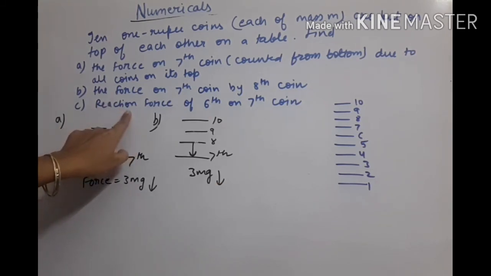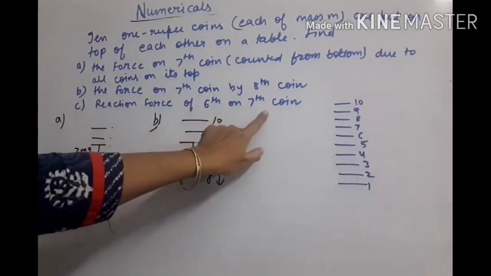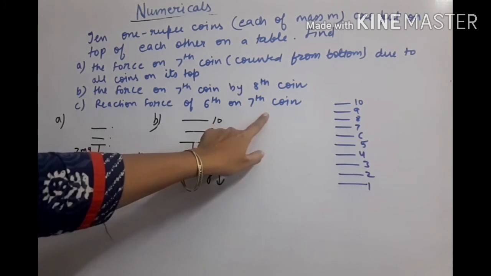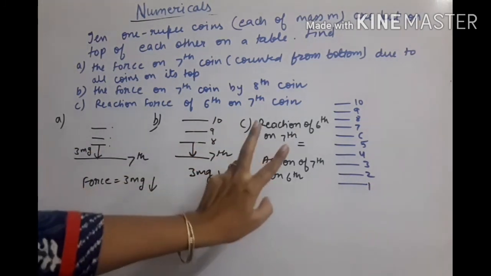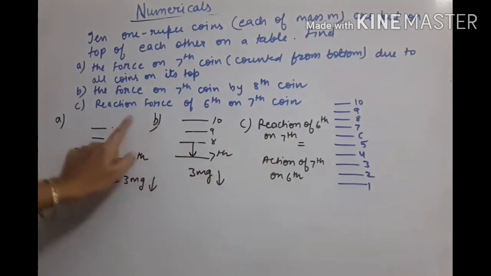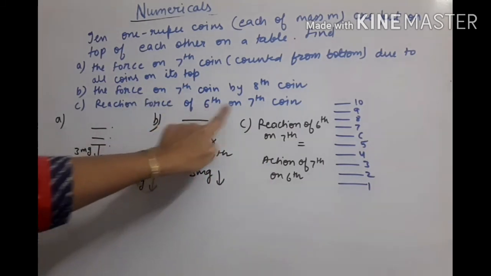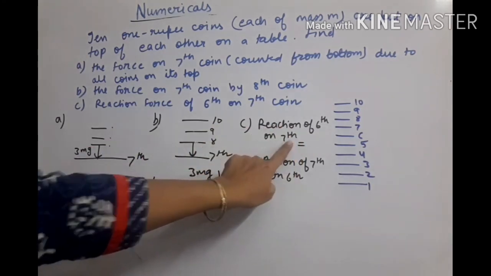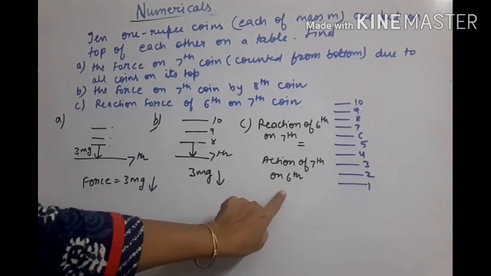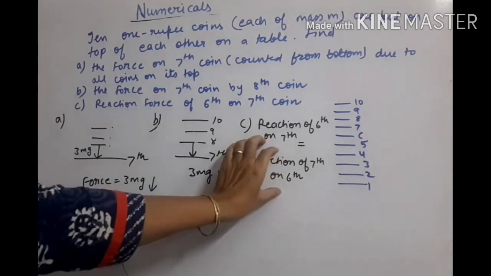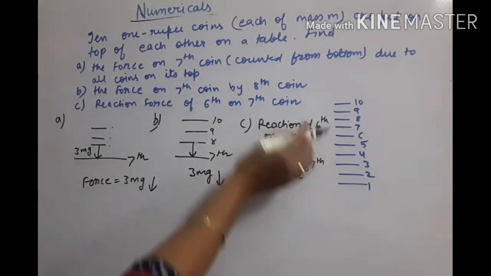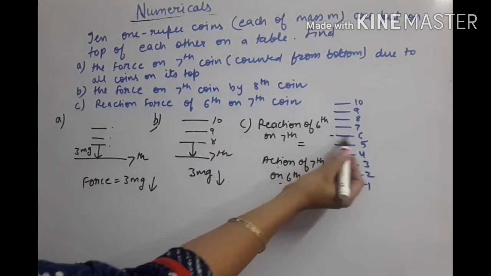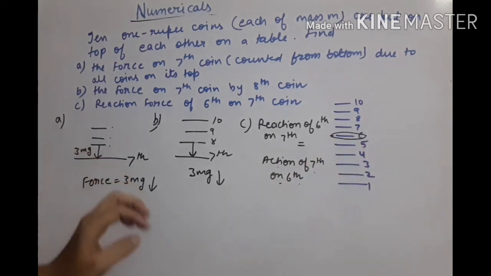What is the reaction force of 6th on 7th? Let us understand it with the help of action force. Just understand this meaning. You have to just interchange the names. If the reaction of 6th on 7th is asked, that means it is the action of 7th on 6th. Correct? Now let us make this picture. If we see this diagram, the action of 7th on 6th. So focus on the 6th coin now. This is the 6th coin.